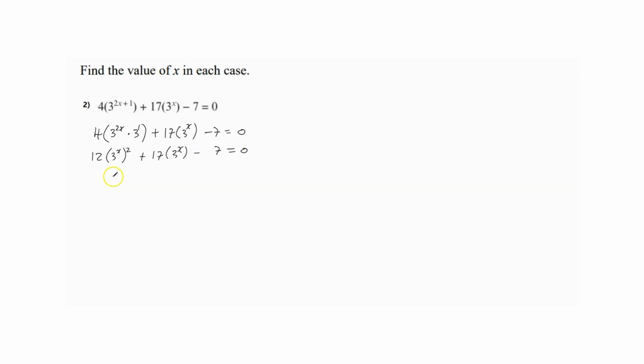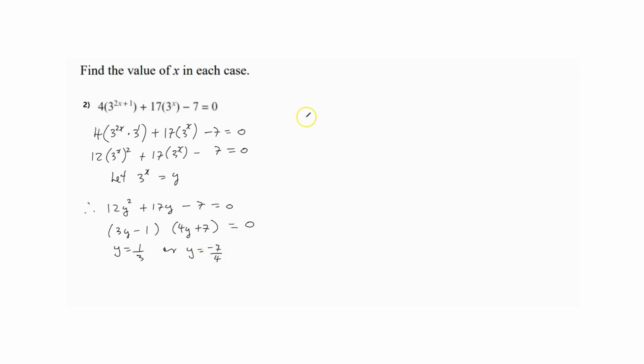Let 3 to the x equals y, or let y equals 3 to the x. So let 3 to the x equals y. Therefore, we have 12y squared plus 17y minus 7 equals 0. So this part of the equation here, we can factorize this. Therefore, we have 3y times 4y, that would be 12y squared, minus 1 times 7, that equals 0. Therefore, y equals 1 over 3, or y equals minus 7 over 4.